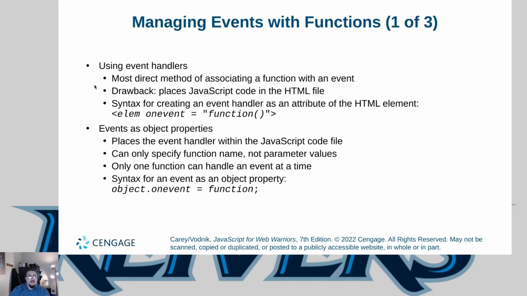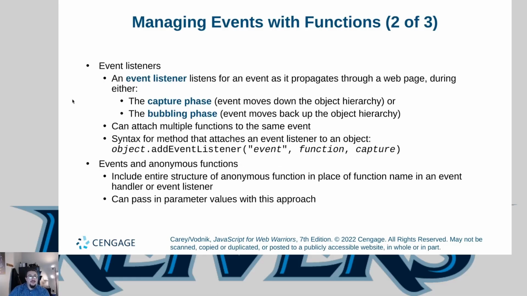For event handlers in the actual HTML, you would use element onevent equals function. Using them for object properties is within the JavaScript file, which is the way we will be doing so. And we will use object.onevent equals something. A function can handle only a single event at a time. Event listeners are those that listen for events as it goes through a web page, which is either the capture or bubbling phases. You can attach multiple functions to a single event in this case. Object.addEventListener. addEventListener is one we'll be using a lot too.